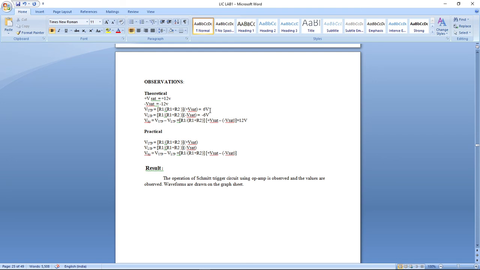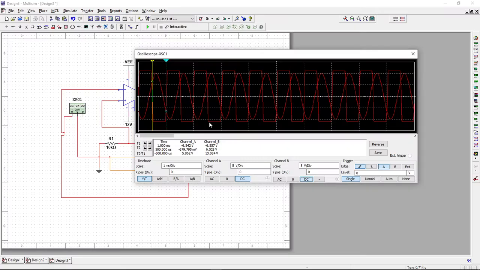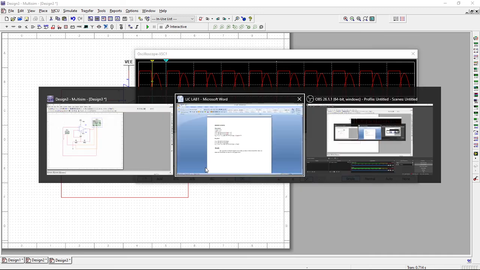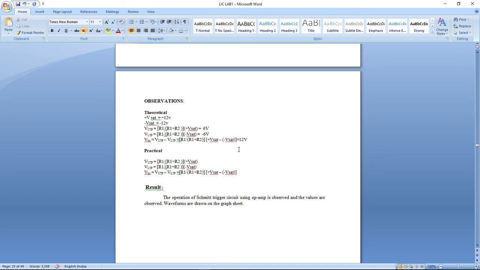Later on, I will calculate the hysteresis voltage VHY, which is the difference between the UTP and LTP, which I got here as 6.5 volts and minus 6.5 volts, which is the difference between T2 and T1, which is 13 volts as my hysteresis voltage. But the theoretical hysteresis voltage is 12 volts. Okay, it is nearly and approximately equal to the hysteresis voltage, 12 volts.